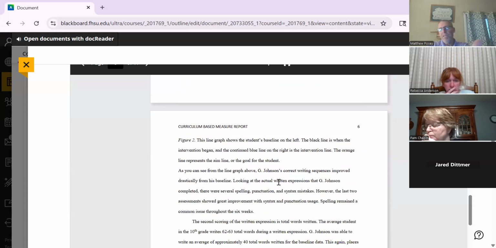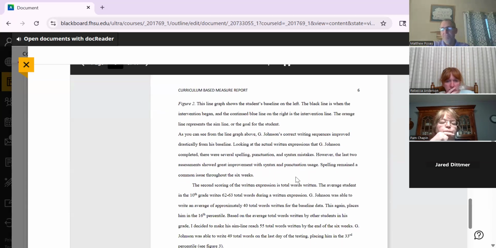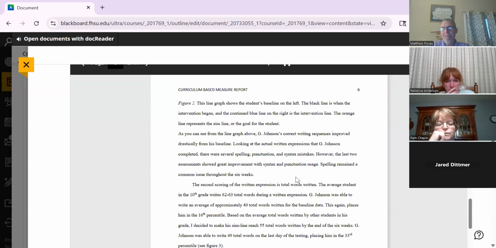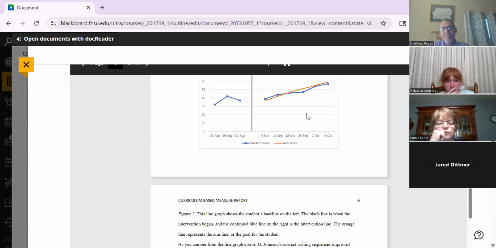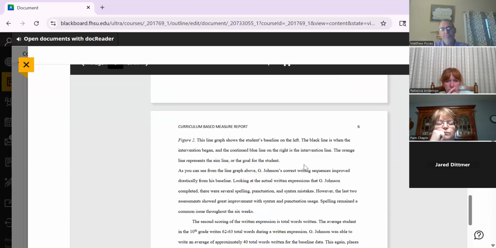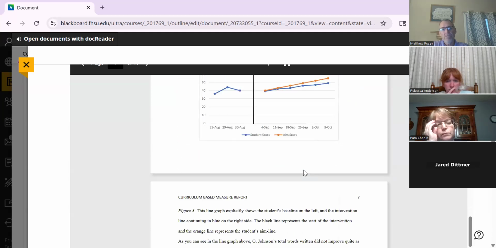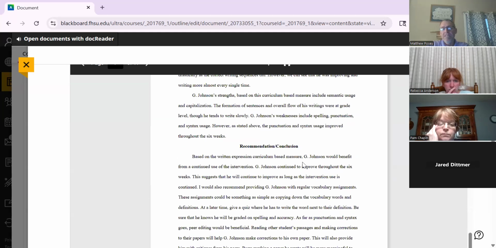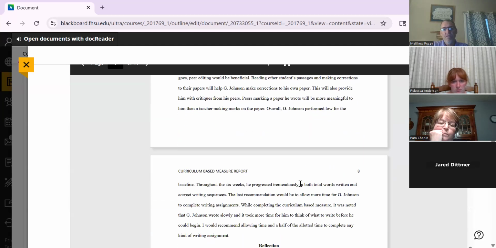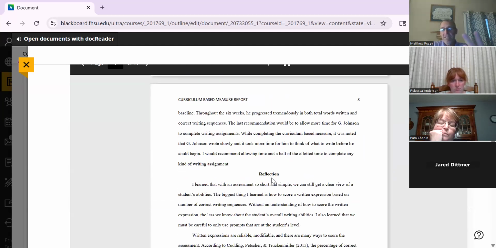Okay, we go on to explain our data in the test results section. Again, you've been used to doing that. We're just adding this new visual right here. Okay. Recommendation and conclusion section. You guys are used to doing that already. We're going to use the data from the CBM to form that section. And then we have the new second section, the reflection.